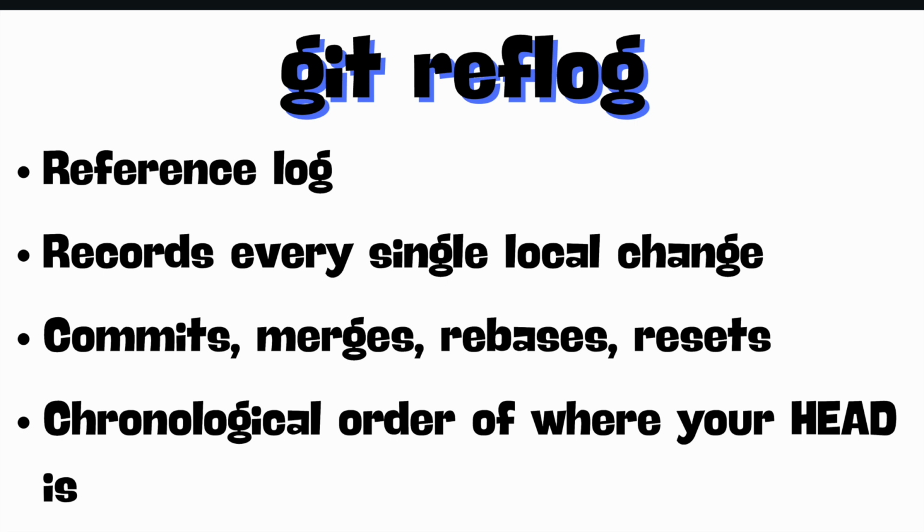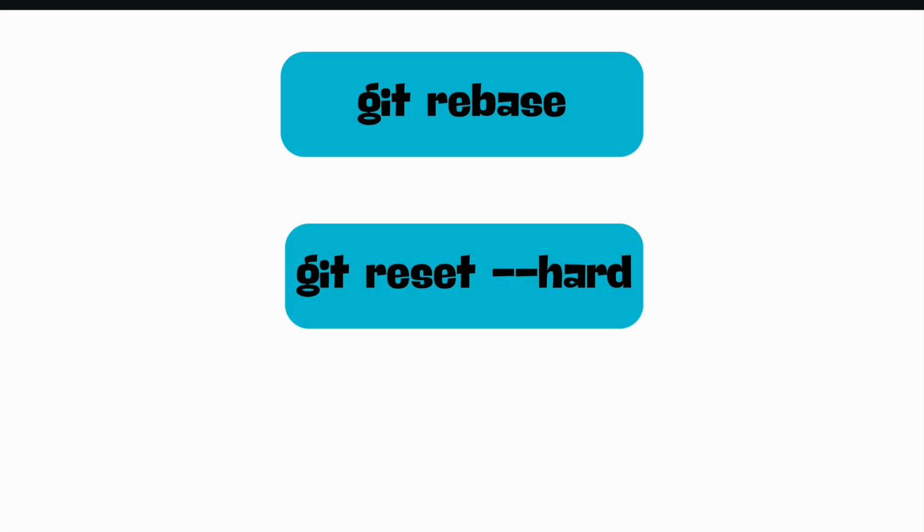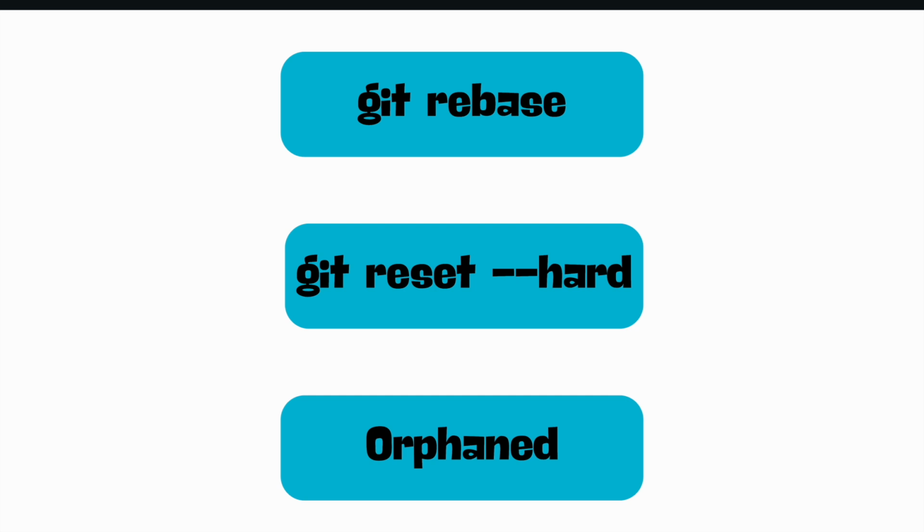Now, this is a crucial distinction. Actions that rewrite or remove history, like git rebase or git reset --hard, will make those commits disappear from your standard git log view. But because reflog tracks every move, these commits aren't actually gone from your repository's local database. They are just orphaned, and Git reflog keeps a pointer to them, allowing you to jump back in time and recover them. So reflog is your personal guardian angel.